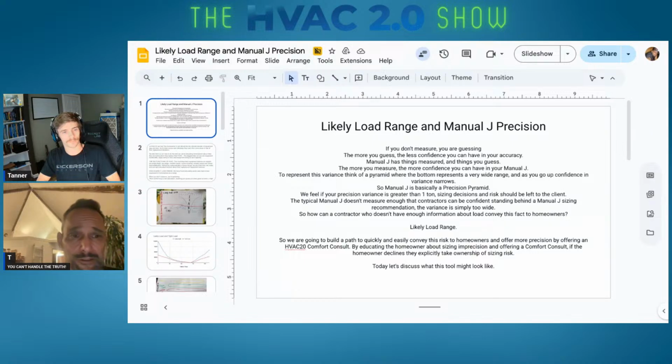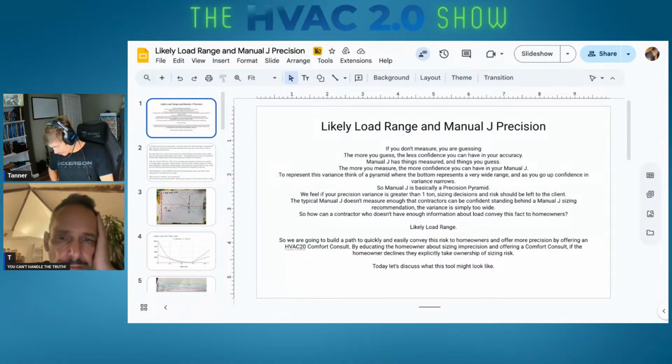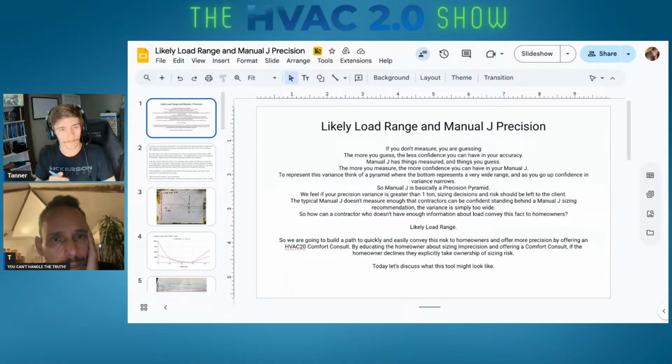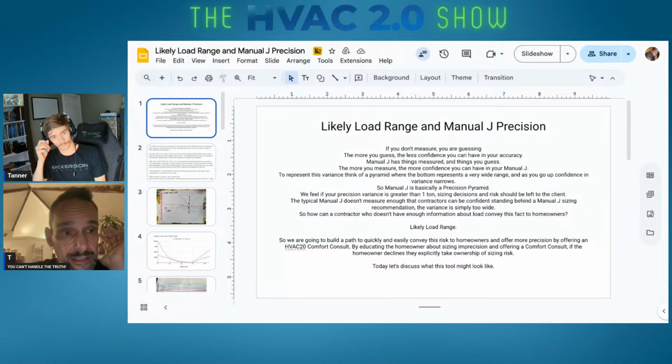Yeah, I'm not sure if this is a great presentation. It's certainly not going to be a Nate Adams level of slideshow, but hopefully we're able to communicate the thinking behind using a range instead of Manual J, which really is a point guess. And as a point guess, its likelihood of inaccuracy is very high.